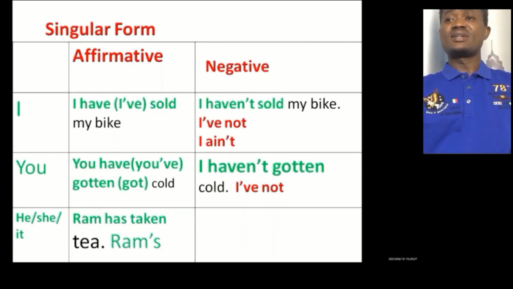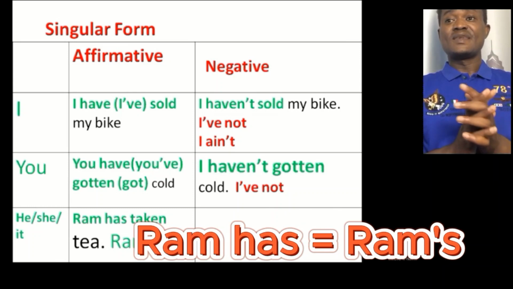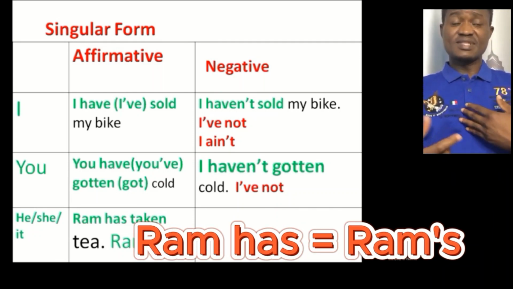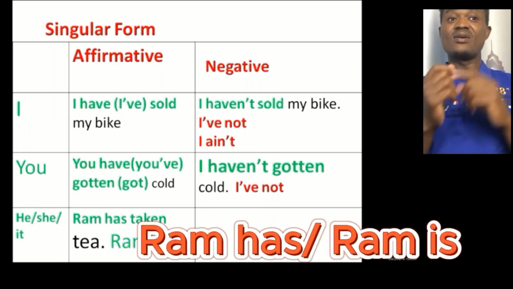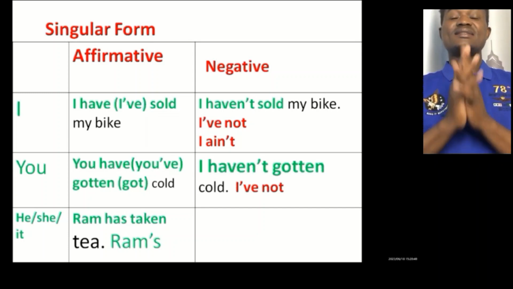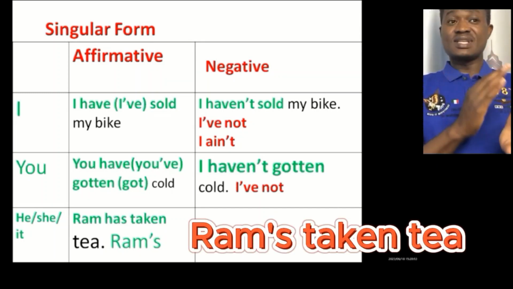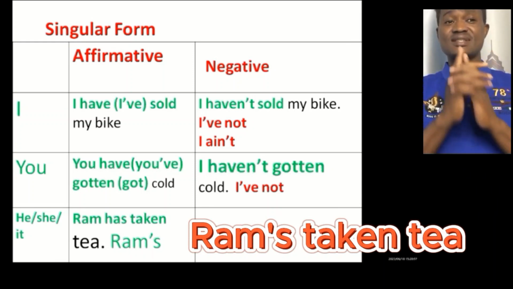All right. Okay. Sometimes when you say it fast, it's gonna be Ram's taken tea. Ram has gotta be Ram's. But you gotta be aware when you're saying this contraction, sometimes it can be is or has. But here it is has. So when you're seeing this contraction, the sentence will tell you whether this is is or has. But here it tells you that this is has.